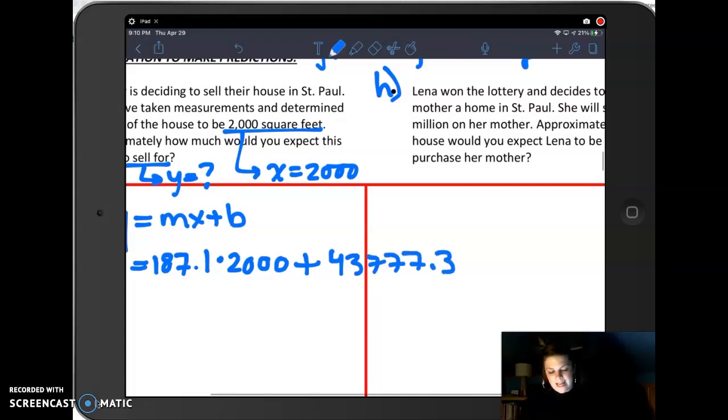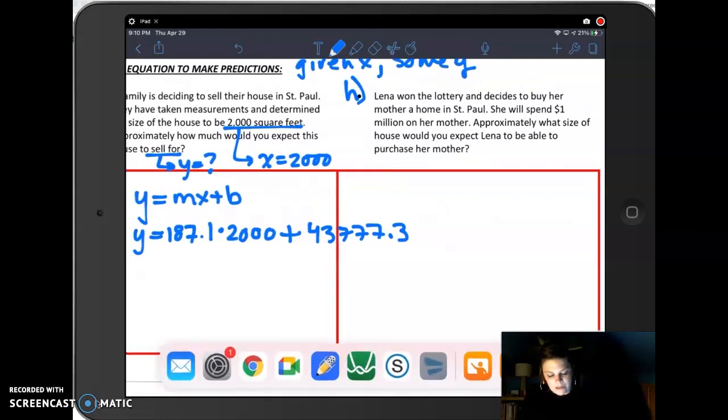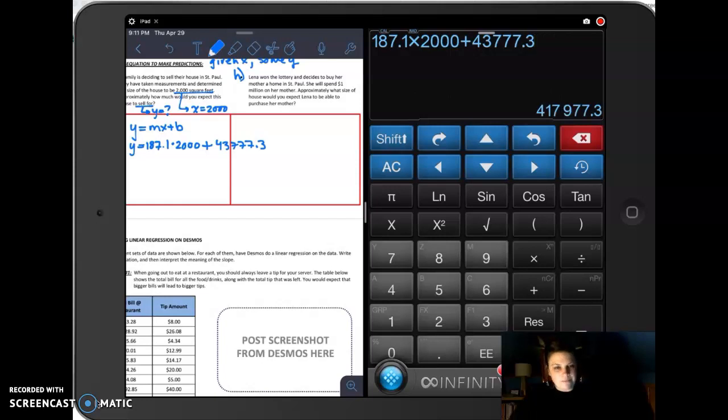43,777.3. And what we can do here is plug this into our calculator all at once, because with this example, we don't have to solve. Y is already solved for. So all we've got to do is plug everything in: 187.1 times 2,000 square feet plus $43,777.30 for just the lot.